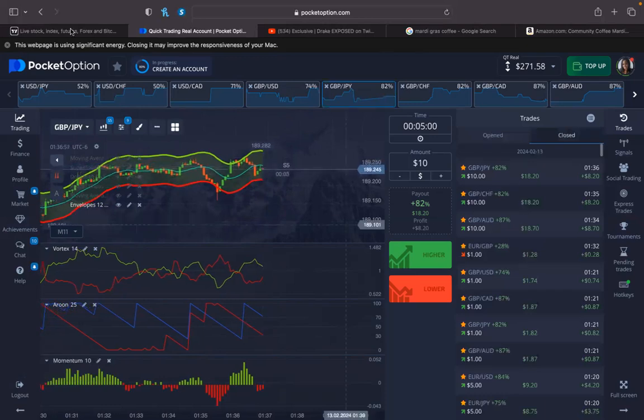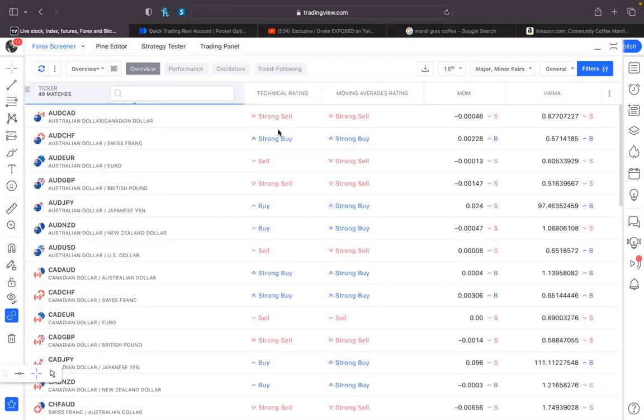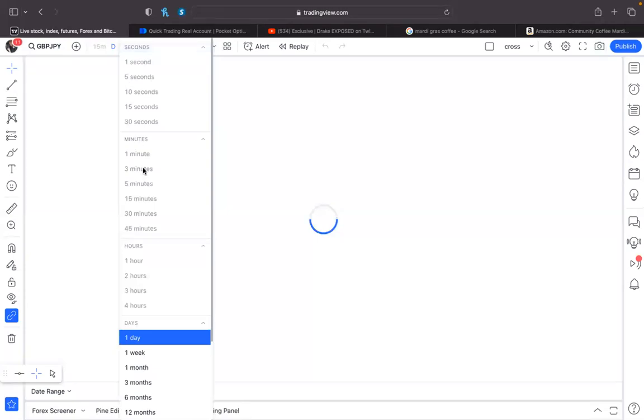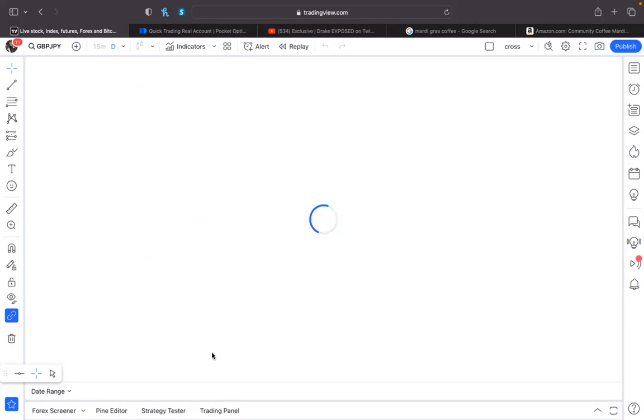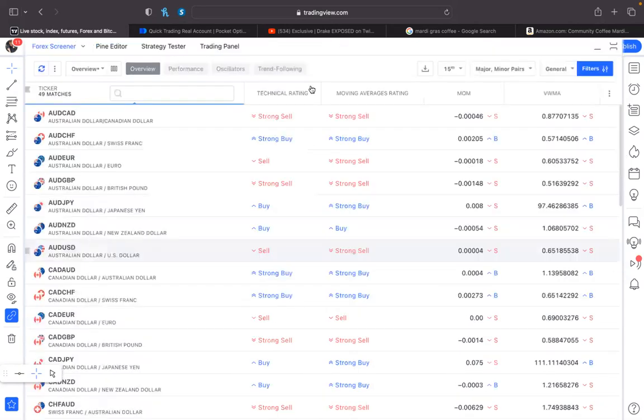So once again, just to reiterate, I am using the basic package on TradingView. I'm using the Forex Screener, which when you log into TradingView and you go to the regular Forex chart, at the bottom of the screen, you're going to see the Forex Screener. Click on the Forex Screener, and then there's a box here where you can maximize it and use it on the whole screen.